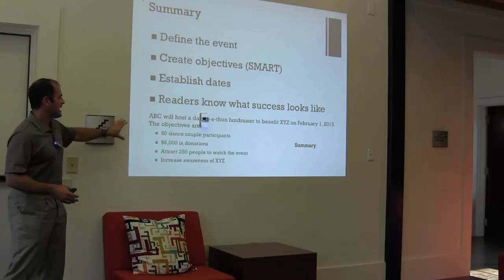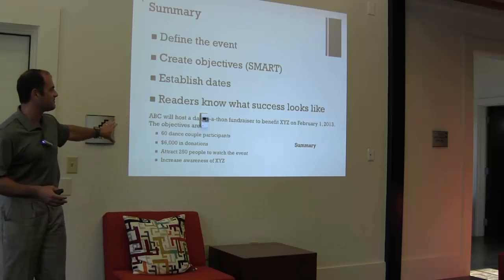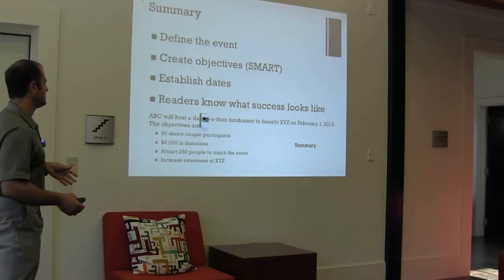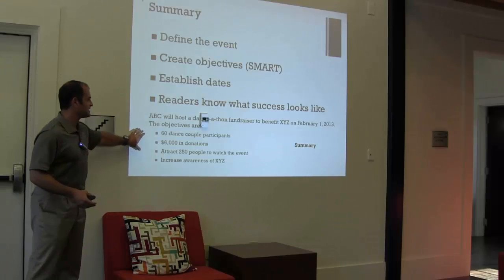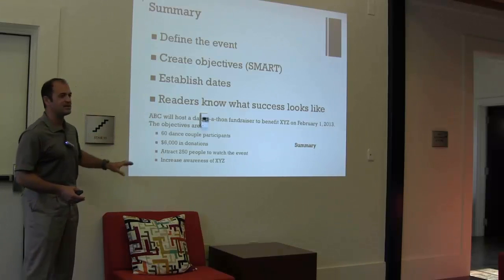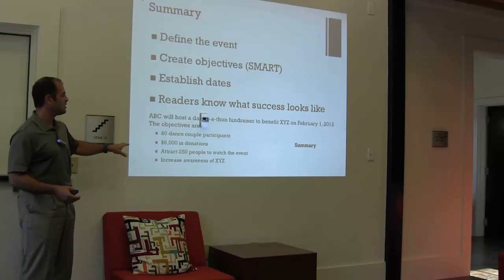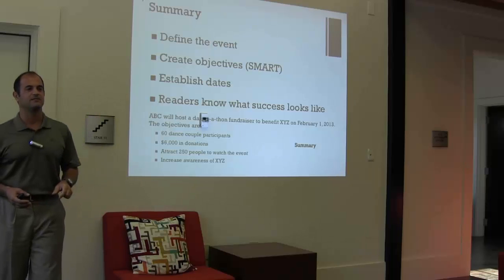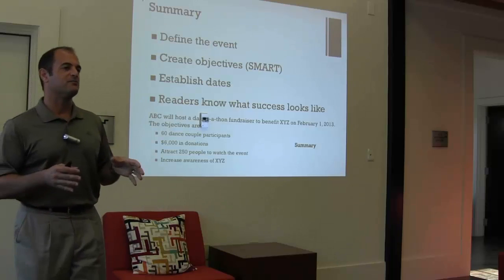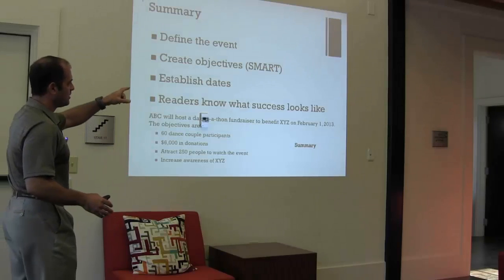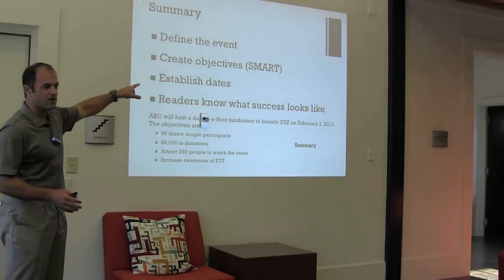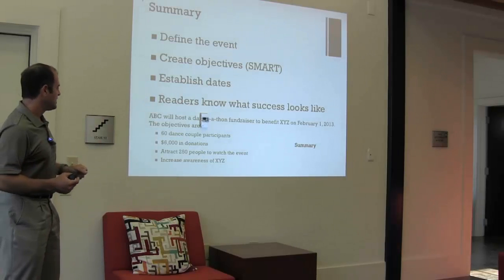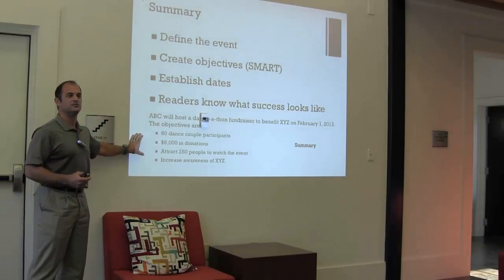Here's an example. ABC will host a dance-a-thon fundraiser to benefit XYZ on February 1st, 2013. The objectives are 60 dance couple participants, $6,000 in donations, attract 250 people to watch the event, increase awareness of XYZ. There's one little caveat in here that might be a problem. One of the things in SMART is M, which is measurable. Are these objectives measurable? Are these 4 objectives measurable?